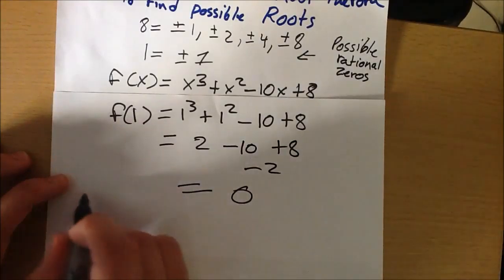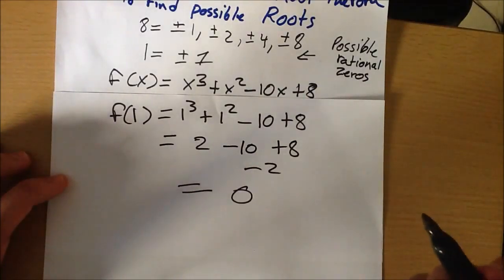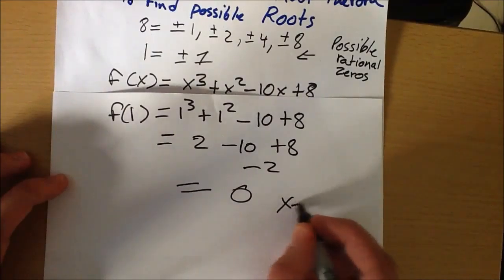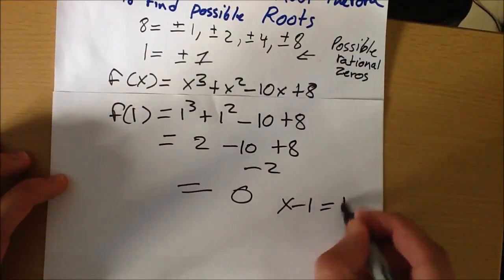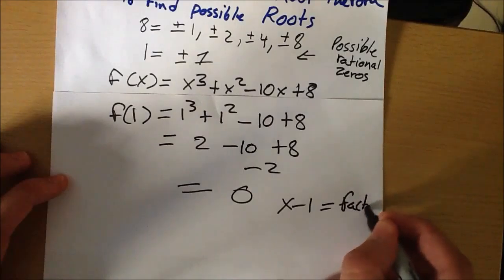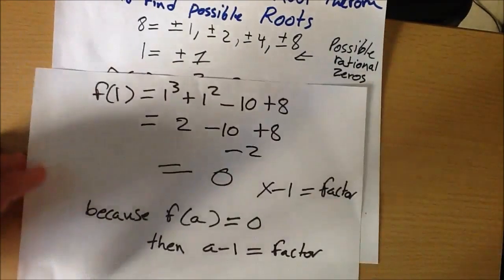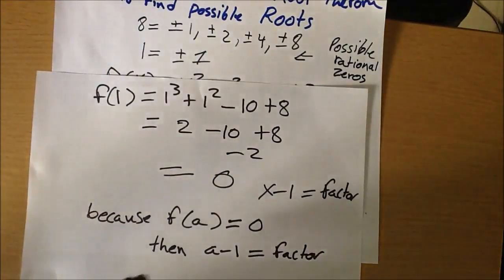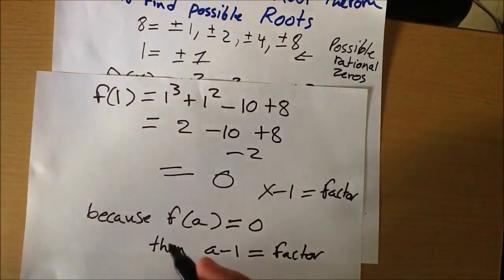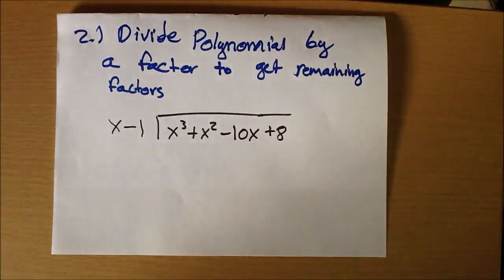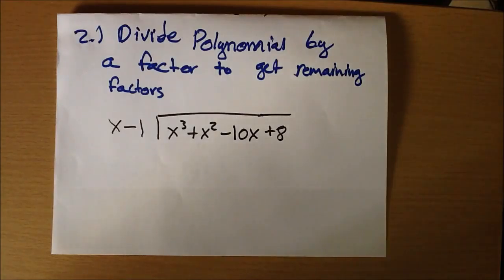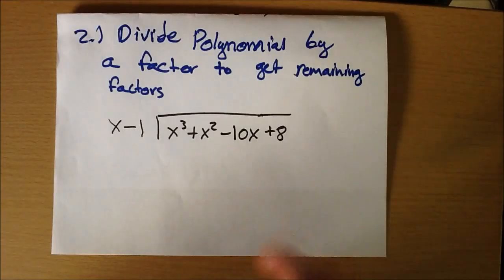And that means x minus 1 would be a factor. Because f of 1 equals 0, then x minus 1 is a factor. Step 2 is to divide the polynomial by the factor you found to get the remaining factors. So you set it up for long division.